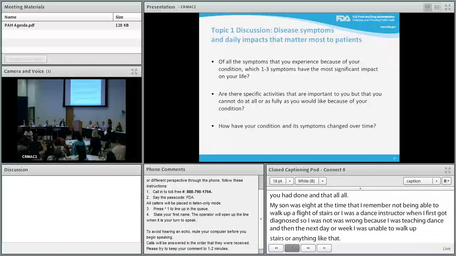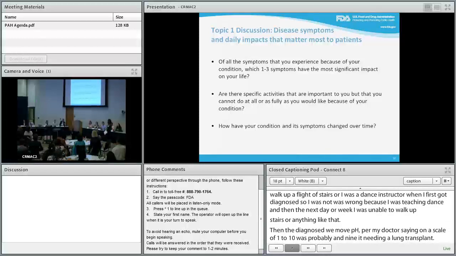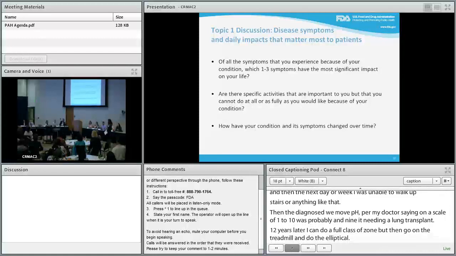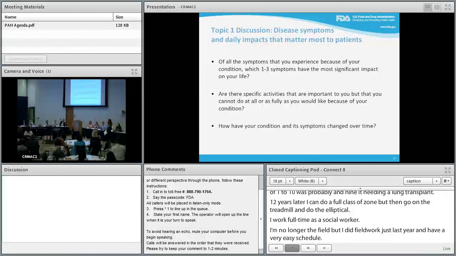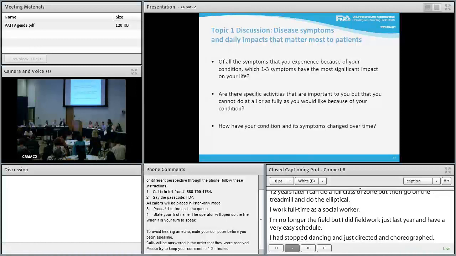12 years later, I can do a full class of Zumba and then go on the treadmill, do the elliptical. I work full time as a social worker. I'm no longer in the field, but I did field work just last year, and I have a very busy schedule. I had stopped dancing and just directed and choreographed, but now I dance again with my dance ministry, and I also do hand dance, not kicking and all that, for 45, 50 minutes for our routines. So my life has totally gone back to normal.